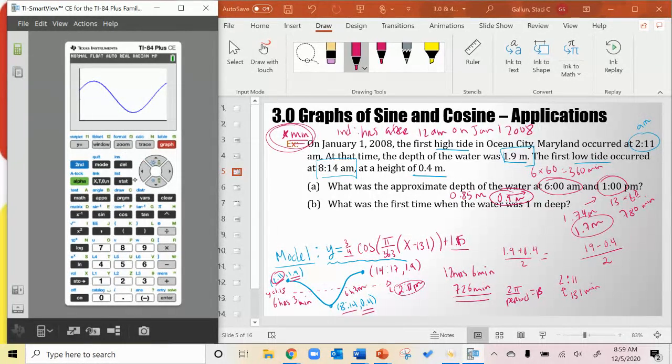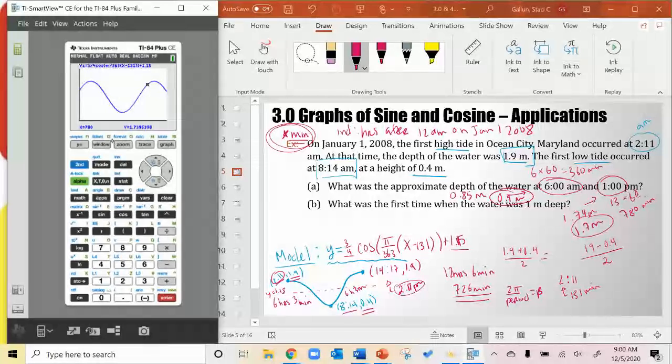Then I'll go ahead and graph it. As you can see, we can see that one cycle. Maybe I'll change the window even more, so you can see a little bit more of it. Right, so I could also look at the table of values, or I could do second trace value, and I'm looking for 780. Let's go ahead, 780, enter. We can see what the output is, right?